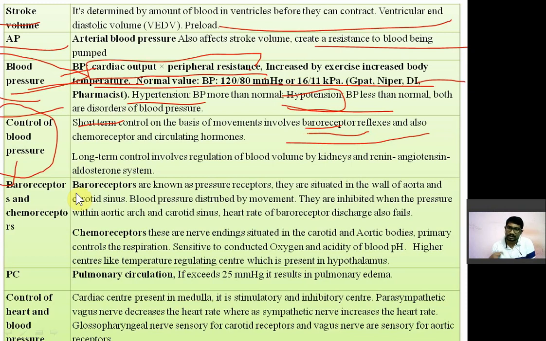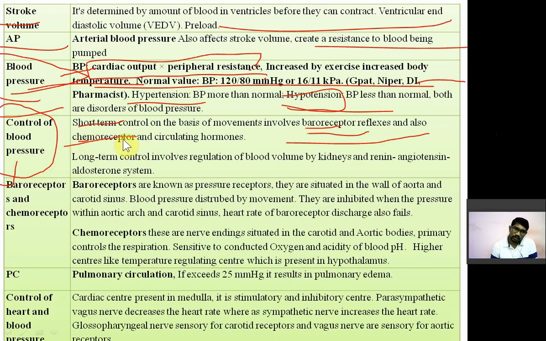If blood pressure is more, the baroreceptor will signal the brain, and then this brain will give a signal to the heart to decrease the heart rate. Baroreceptors and chemoreceptors control the blood pressure for the short term. Chemoreceptors are again specialized receptors. They are very sensitive to the oxygen and carbon dioxide level of your blood.